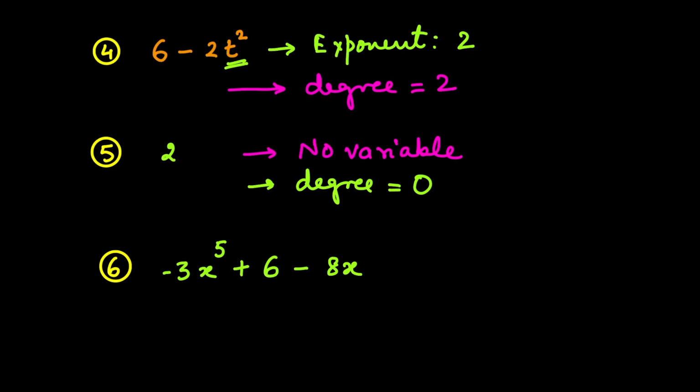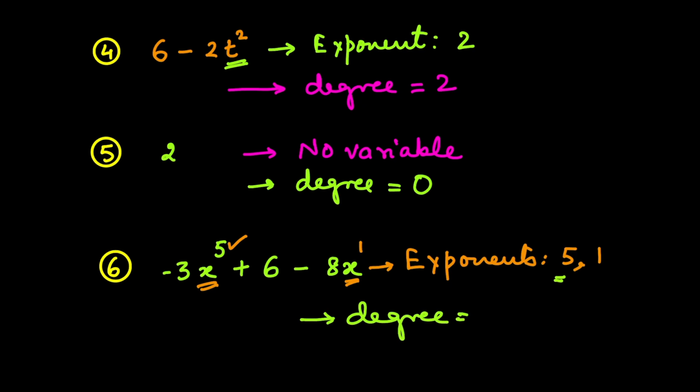Then example 6. Here we have terms where the variable is x and the exponents we can see 5, and here the exponent is 1. So we write here exponents. Exponent is 5 in this one, and here nothing is given as power, so we take 1 as the exponent. What is the highest exponent out of the two? The higher one is 5, so we write the degree is 5.